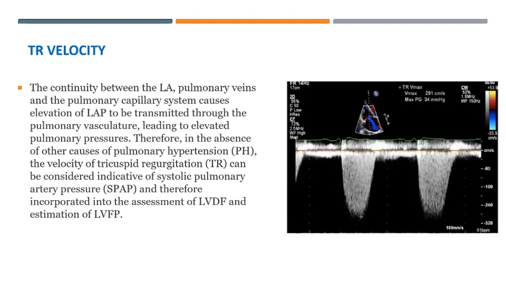Tricuspid regurgitation velocity. The continuity between the left atrium, pulmonary veins, and the pulmonary capillary system causes elevation of left atrial pressure to be transmitted through the pulmonary vasculature, leading to elevated pulmonary pressures. Therefore, in the absence of other causes of pulmonary hypertension, the velocity of tricuspid regurgitation can be considered indicative of systolic pulmonary artery pressure and therefore incorporated into the assessment of left ventricular diastolic function and estimation of left ventricular filling pressure.